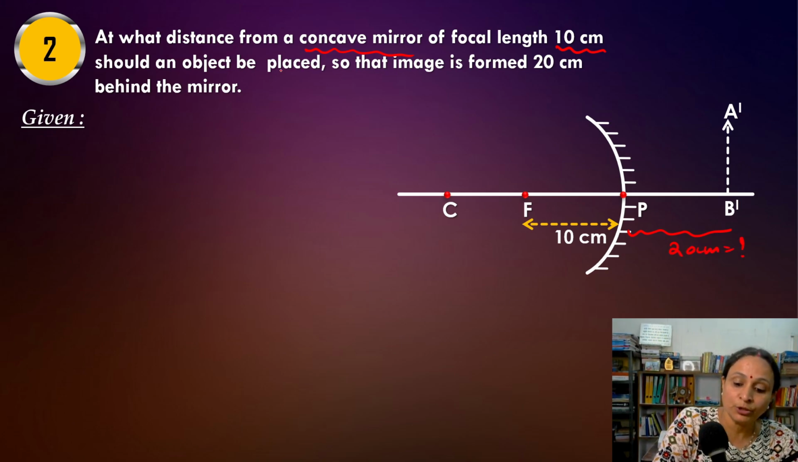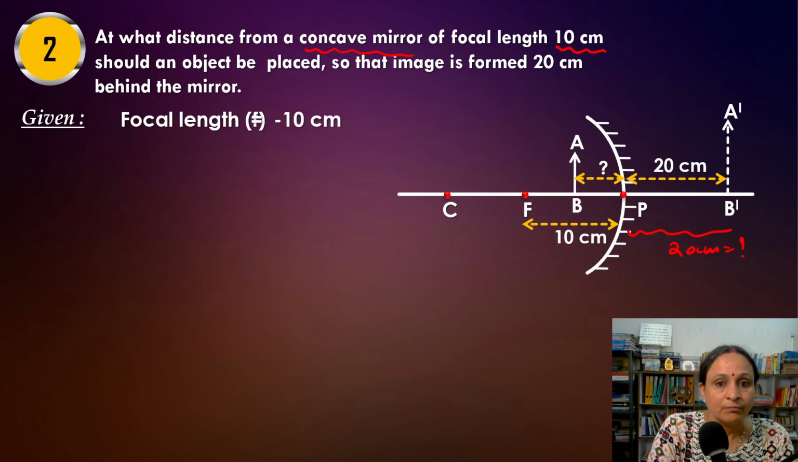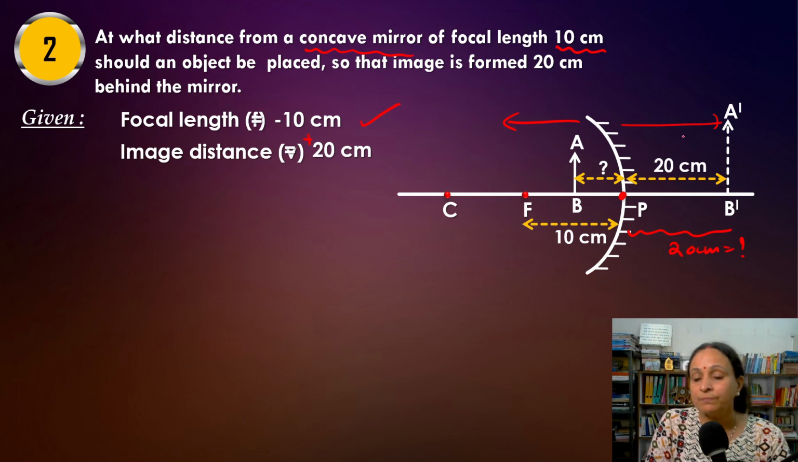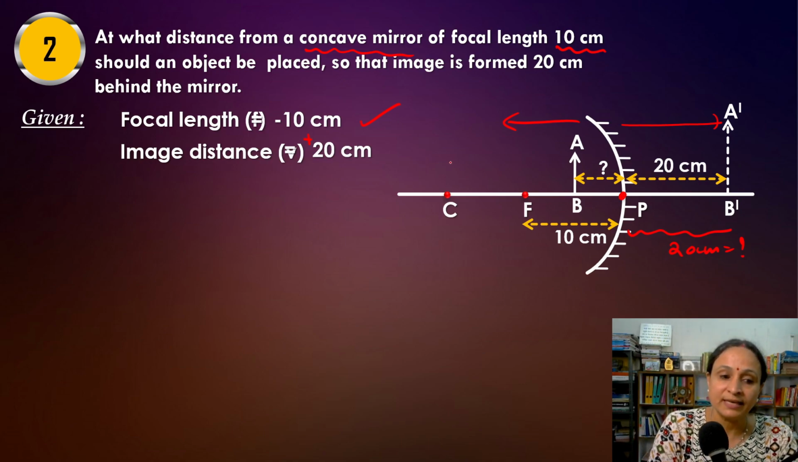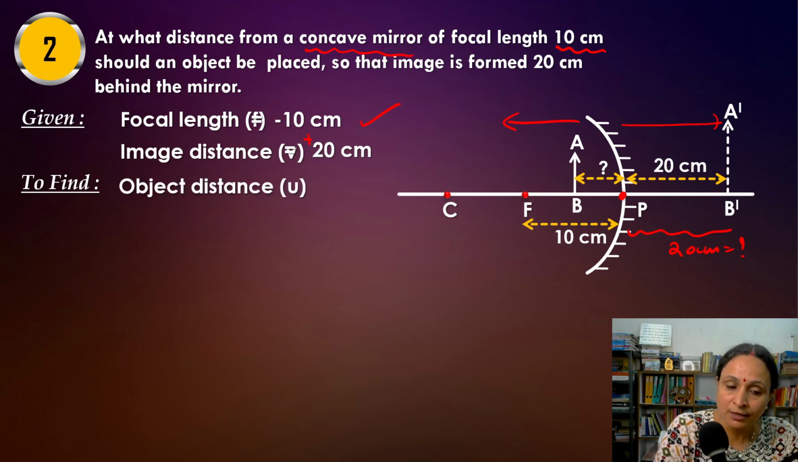So what is given to you? Let's quickly write it down. The first thing is focal length minus 10 centimeters. What about the image distance? I'm going to take it as positive. Why? Because the focal length of a concave mirror is measured in the negative direction, so it is negative, while the image distance is measured in the positive direction, so it is plus 20 centimeters. This is the value of V. You are supposed to find the object distance U.